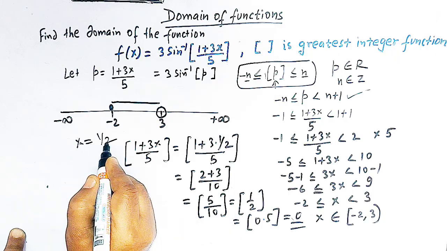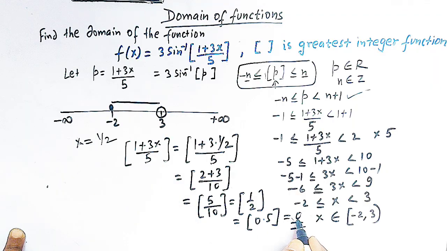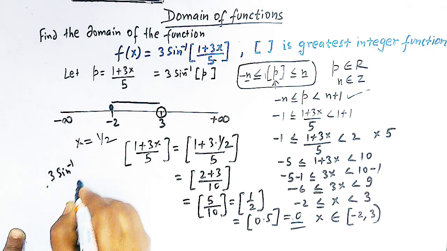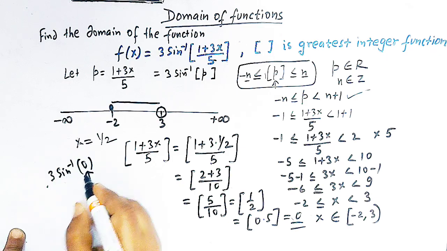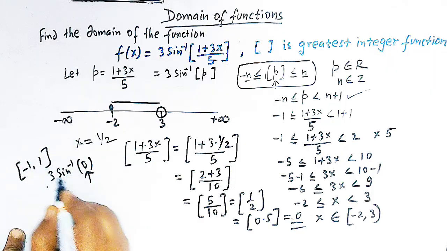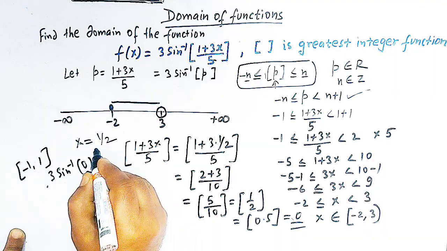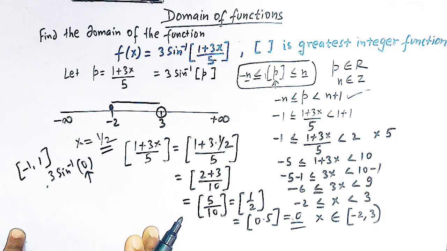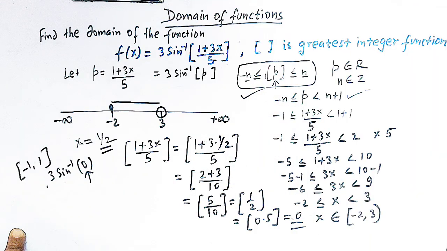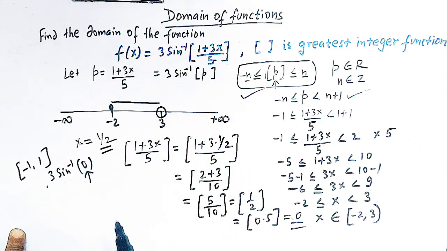And when x is equal to half, then the value of this greatest integer of (1 plus 3x) over 5 is 0. So now here we have 3 times sine inverse of 0, and this 0, obviously it lies in the domain of sine inverse function. So 0 lies in the interval minus 1 to 1. So here x is equal to half is acceptable, right? So viewers, this is how, by using this property of greatest integer function, we can easily find out the domain of these kind of functions.